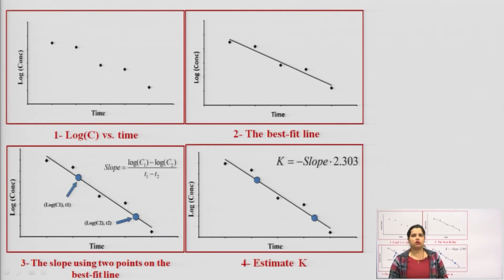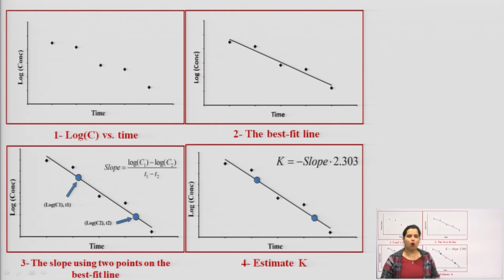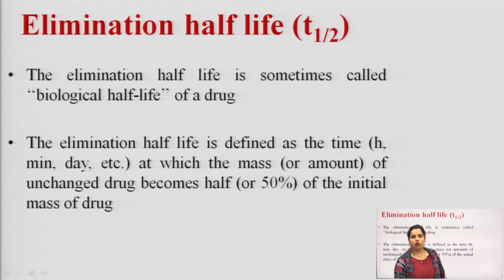So, this is how you can estimate the points. This is the plain time log profile, and this is the best fit line, you add a trend line, and then you can identify C1 concentration at T1 and C2 at T2, and calculate the slope using 2 points on the best fit line. So, any 2 points you can consider, identify the concentration at 2 different times, and estimate K using this. After identifying these 2 points, you can use this equation to calculate the elimination rate constant: minus slope into 2.303.